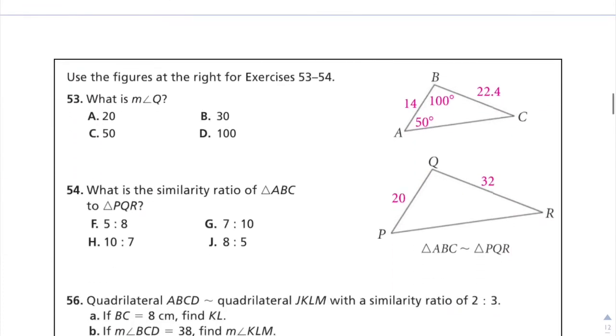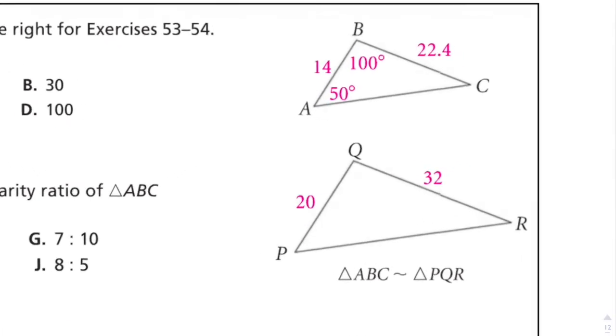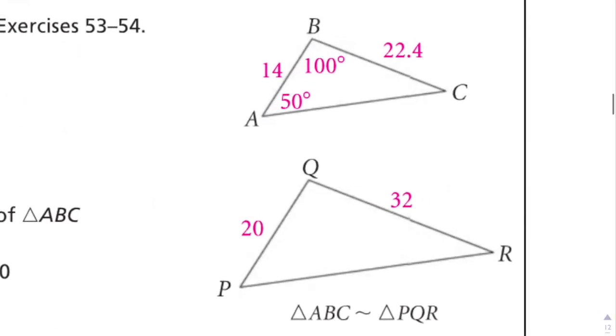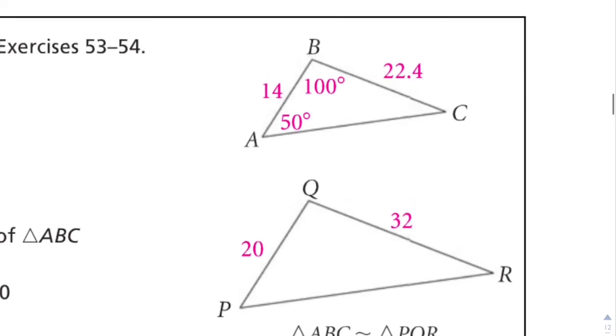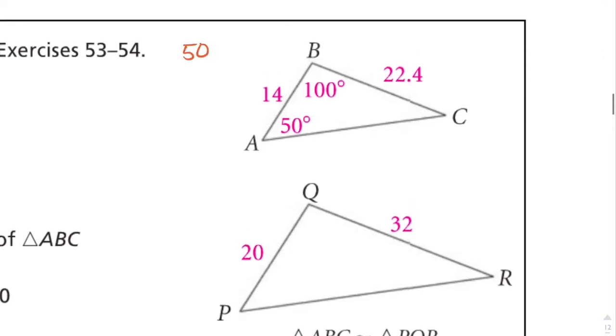All right. Use the figures at the right for 53 and 54. In this case, these two figures apply to both 53 and 54. What I don't know, I'm going to just do a little algebra and fill in. So I know that 50 plus 100 is 150, and then 180 take away 150 is 30. So I know that this is 30 degrees.